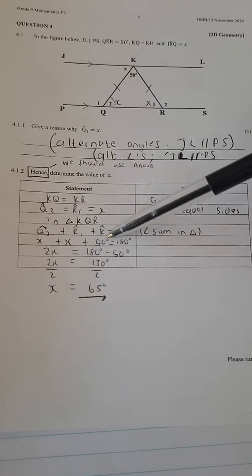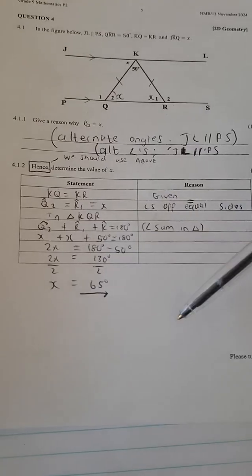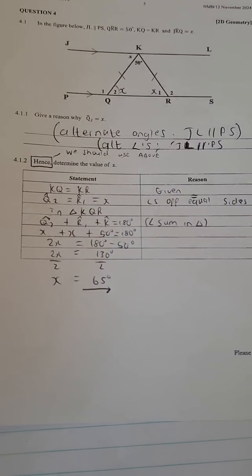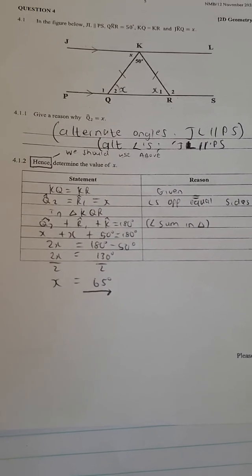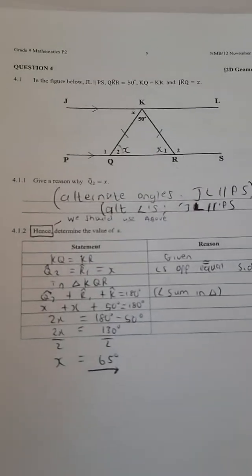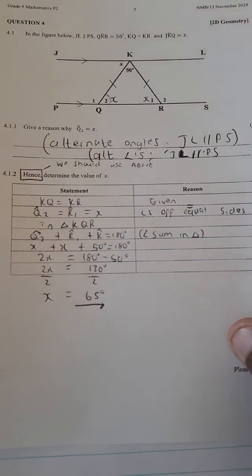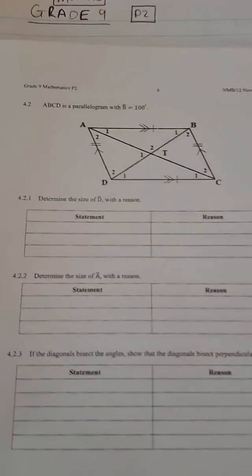Then we transpose the 50 degrees. 180 minus 50 is 130. Divide both sides by 2. x is equal to 65 degrees. Okay? Make sense? I'll make this particular page available after I'm done with the live. Okay, let's move on to the next question.